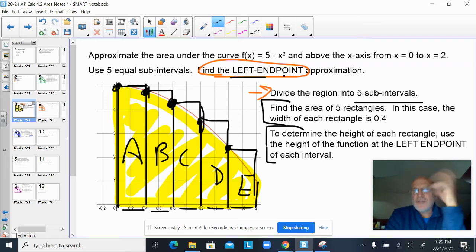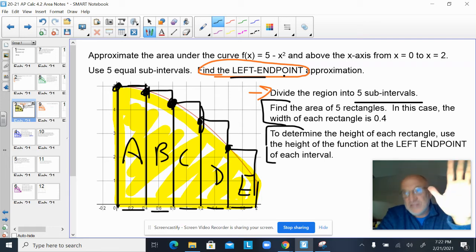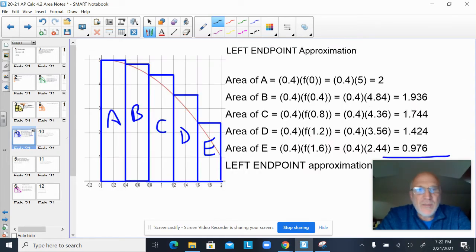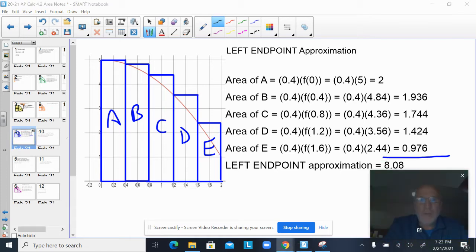Now, as far as doing the actual math, I saved us the trouble. I did the actual math already. On this next slide, I've got the left endpoint worked out. So here's the math. Let's look at rectangle A. That picture should look very similar to the last slide. Let's make sure we understand what I'm doing in these equations here.